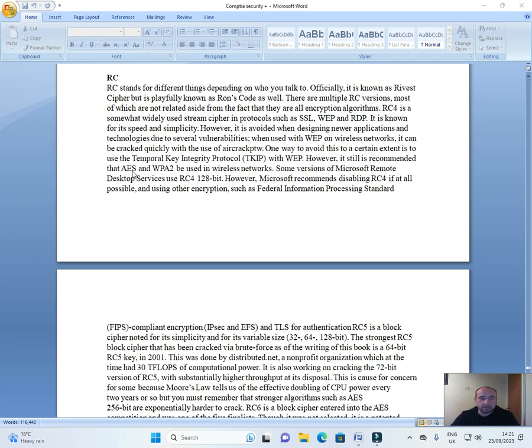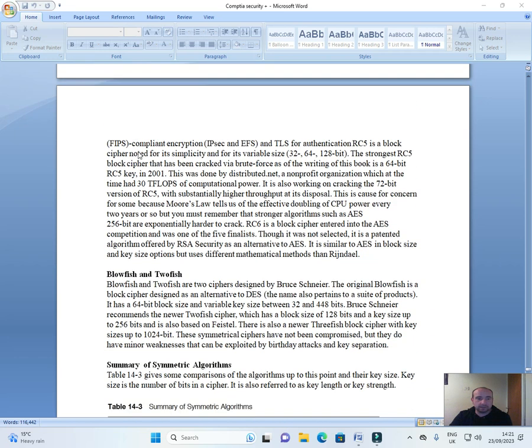However, it is still recommended that AES and WPA2 be used in wireless networks. Some versions of Microsoft Remote Desktop Services use RC4 128-bit. However, Microsoft recommends disabling RC4 if at all possible and using other encryption such as Federal Information Processing Standard, FIPS compliant encryption, IPsec and EFS, and TLS for authenticating.